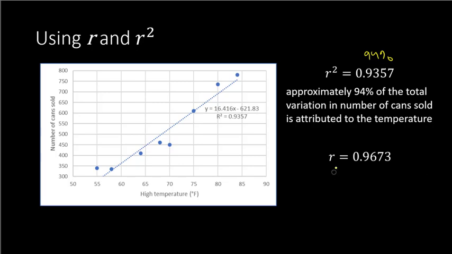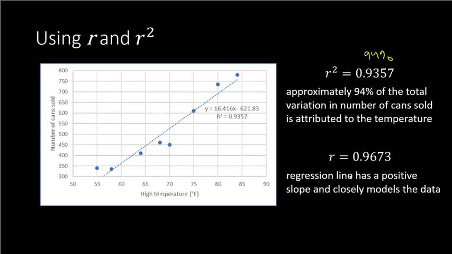And the correlation coefficient of r would have been just 0.9673. And what this means is that the regression line has a positive slope because it's a positive number, and it's a high correlation because it's very close to 1. So that closely models the data. If it was 1, it'd be 100% correlation. It'd be a straight line for all these points. So it's not 1, but it's very close to 1. So this would be a linear regression example.